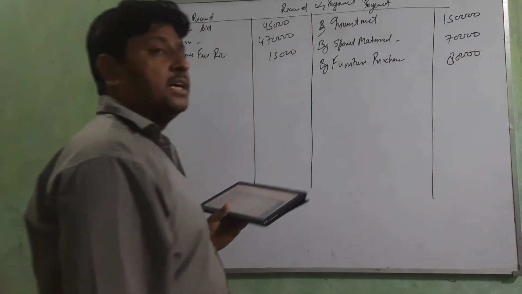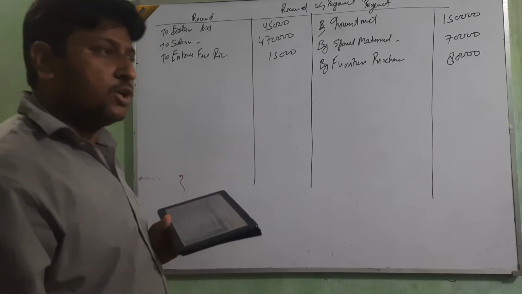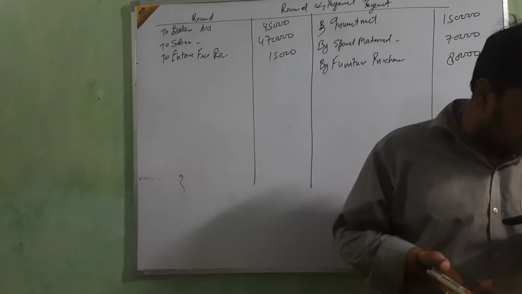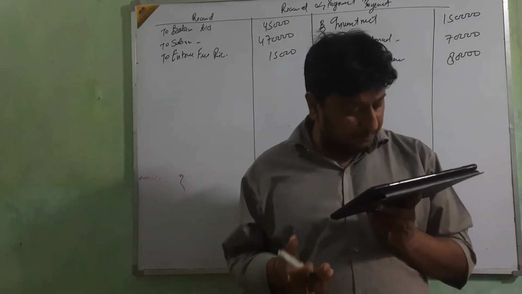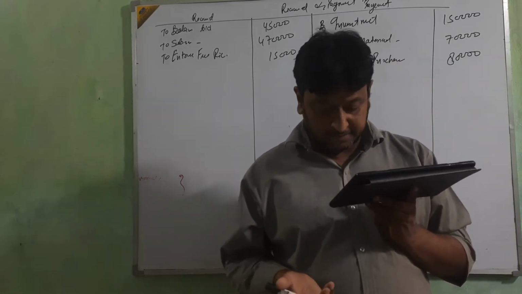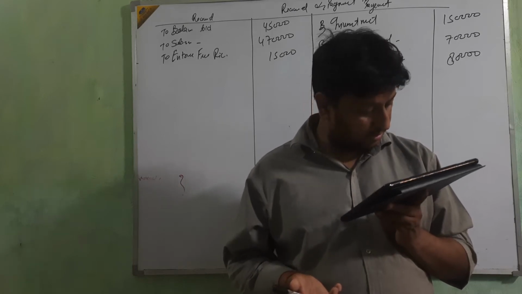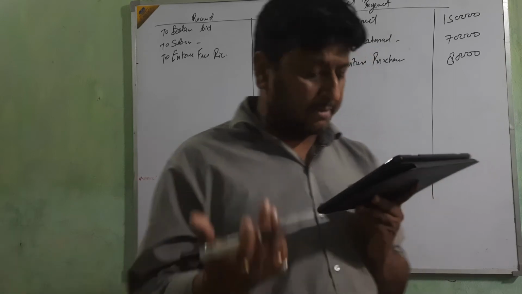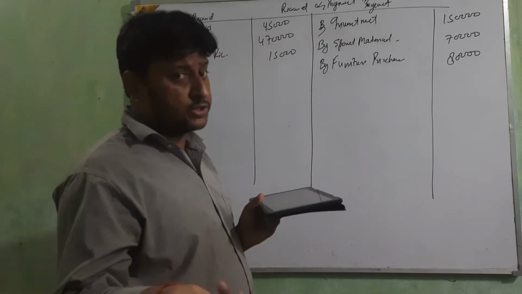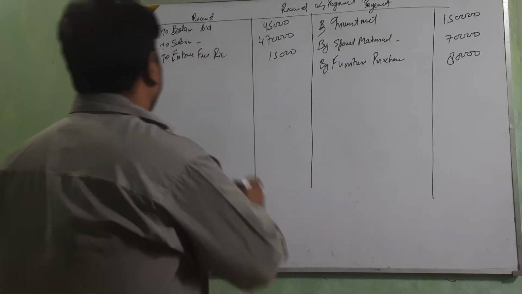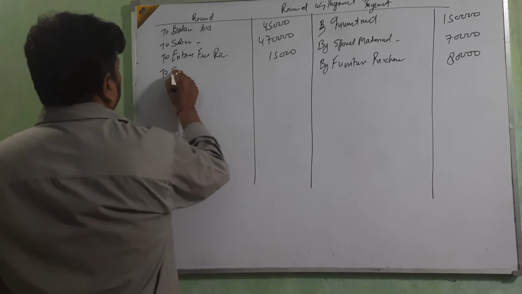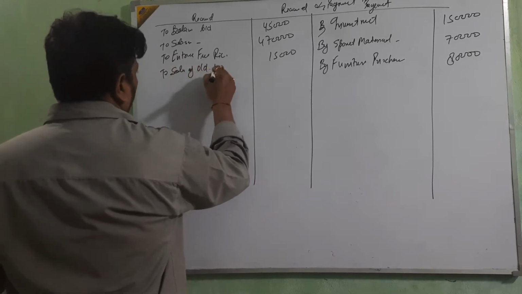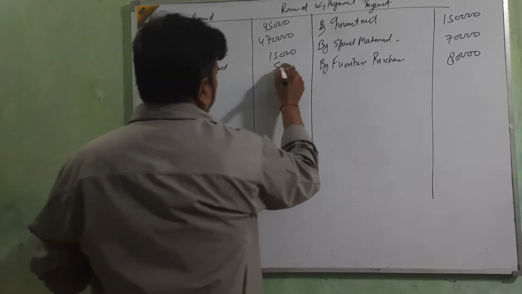Up to this, clear? Then sale of old material. You may sell material or a machine or anything else. Sale of old furniture. That amount is 20,000, but we sold it for 5,000, so we are receiving only 5,000. Sale of old furniture, 5,000.